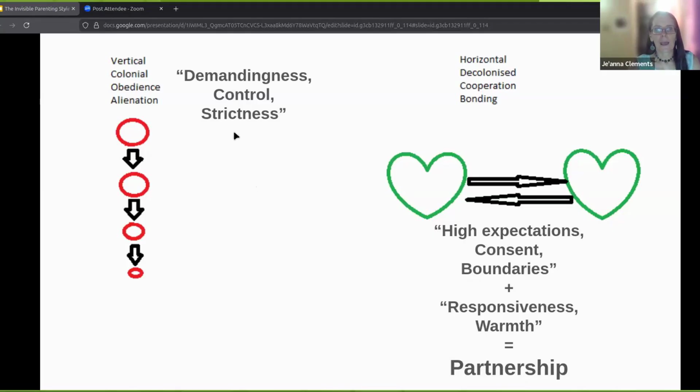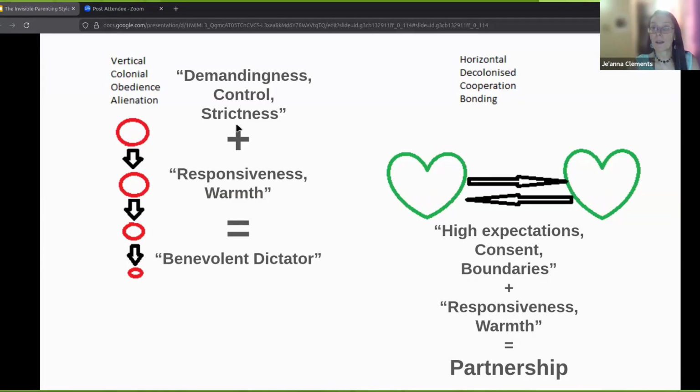What happens when we add responsiveness and warmth over here on vertical? Because you can be very responsive and warm while being strict and controlling, right? And you end up with the benevolent dictator, okay? Or the idea of the good king. The kingdom got lucky and they got a good and wise ruler who could have chopped off their heads if he had wanted to, but he didn't, right? But he could have. He was still in vertical.